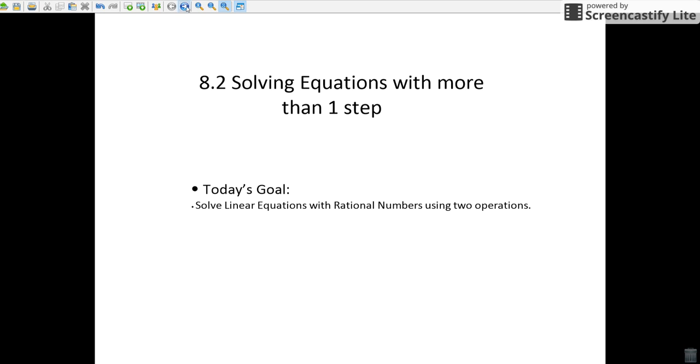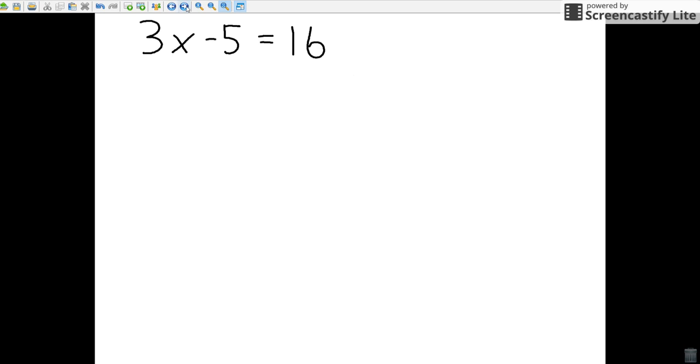Let's begin. The first question reads, 3x minus 5 equals 16. Similar to 8.1, our goal is to get the x variable by itself. So the first thing we need to do is get rid of the 5 by moving it to the other side. To eliminate the 5, we have to do the opposite.